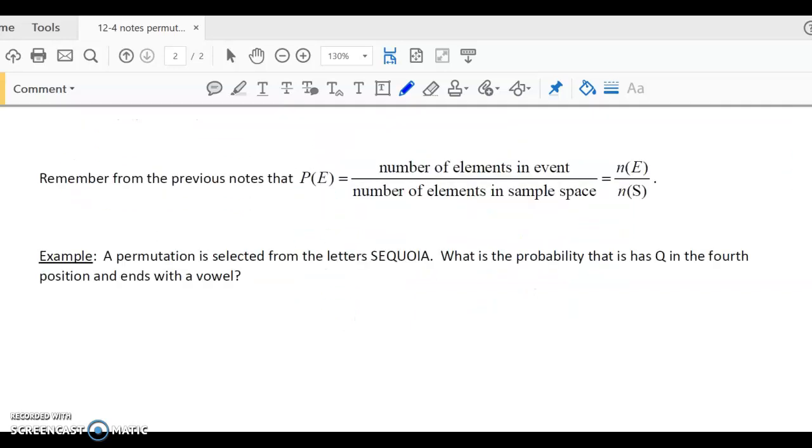Remember from the previous notes, the probability of an event occurring is equal to the number of the elements in the event over the number of the elements in the sample space. So we're going to use what we've learned with permutations so far to answer the next example. A permutation is selected from the letters sequoia. What is the probability that it has Q in the 4th position and ends with a vowel? So there's 7 letters in the word sequoia. So we know the total permutations would be 7 factorial, which is 5,040 total permutations.